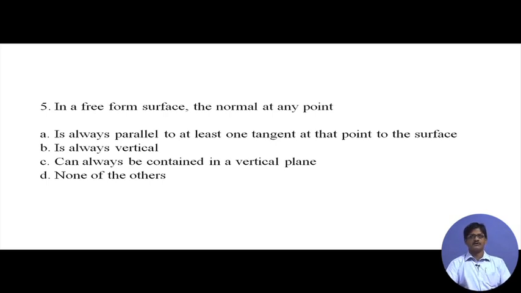This is wrong, because the normal is always perpendicular to any tangent at that point to the surface. The normal at any point is always vertical. No, it can well be inclined. Can always be contained in a vertical plane. This is correct. Any vector for that matter can be contained in a vertical plane. You just have to rotate a vertical plane a bit, and you will ultimately be able to contain that particular vector. So, the correct answer is C, can always be contained in a vertical plane.